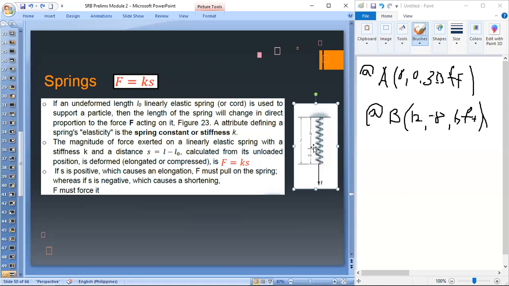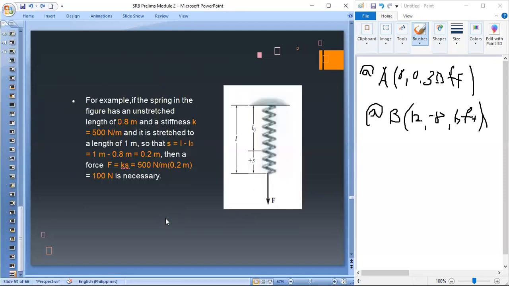So, huwag lang kayo malito. Elongation lang yun, guys. Kanyang, given ka ng elongation minus your original length. So, it's your distance traveled by your spring. Then the force acting on it. Okay, so yun ay simple lang, F is equals to KS.